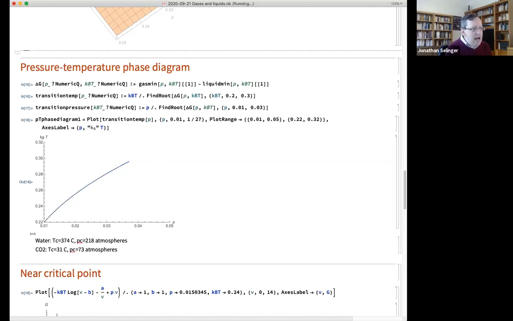Now the axes on this are in some funny units where the parameters a and b are both equal to 1. But if we have numbers for a and b in SI units or any other system of units, we could do the same calculation and that would just rescale these plots to make real pressure units and real temperature units.